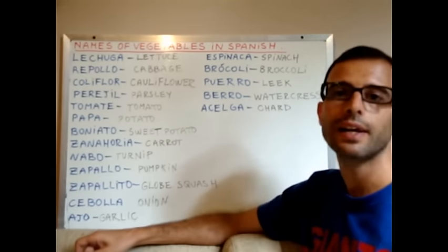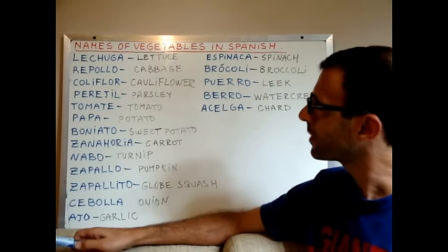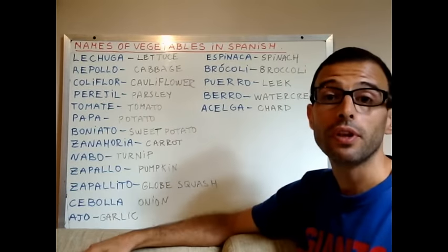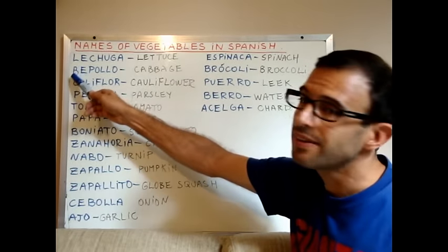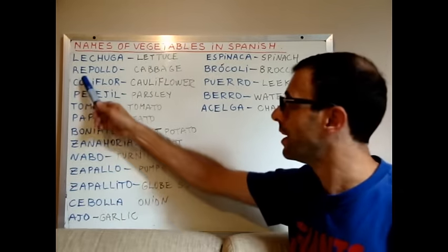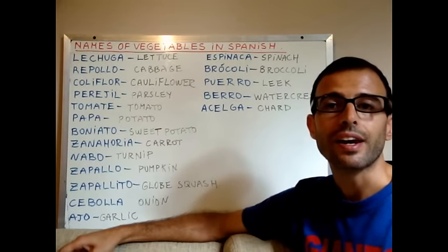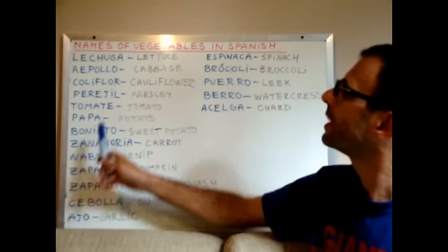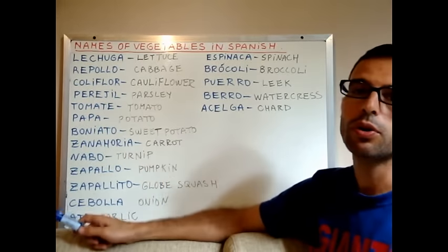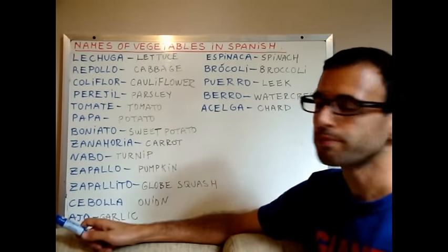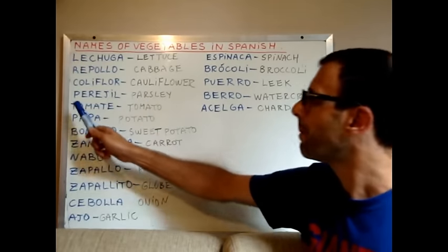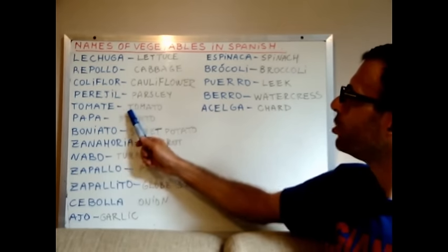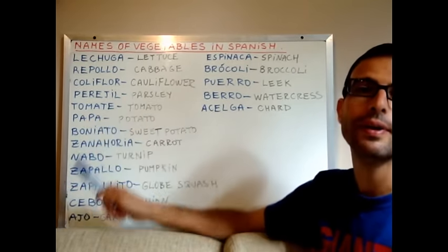So the most common one is, as usual, lettuce, right? Lechuga. Lechuga means lettuce. Then we have cabbage, repollo. Remember the R in Spanish, when it begins in a word, it's the rough sound of the R, right? Repollo. Coliflor is cauliflower. Coliflor. Parsley is perejil. Perejil. Tomato, tomate. Tomate.